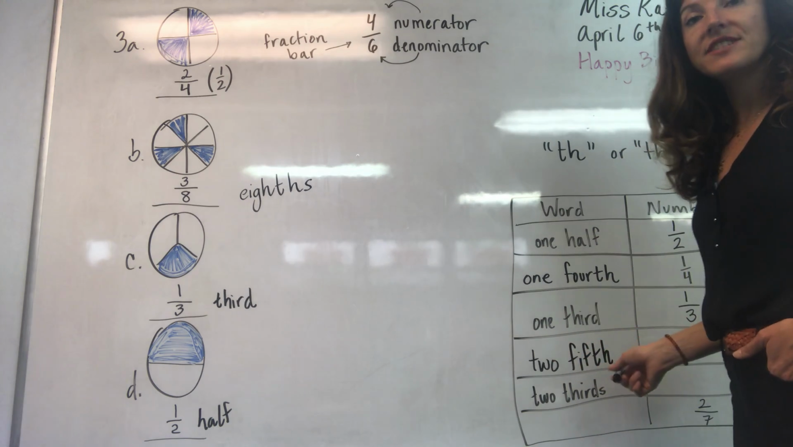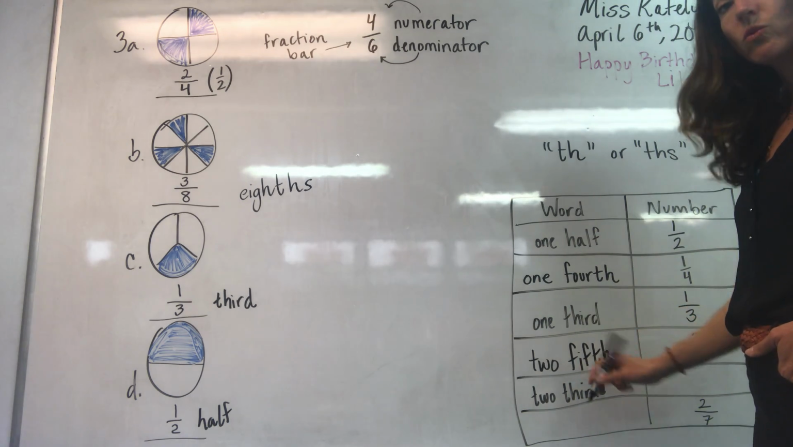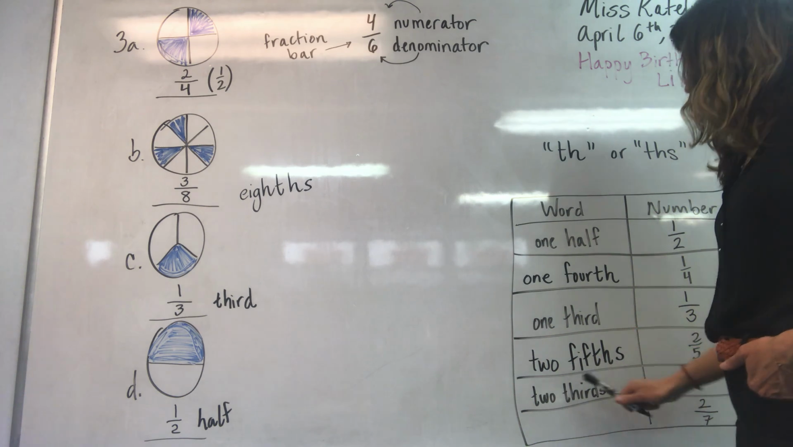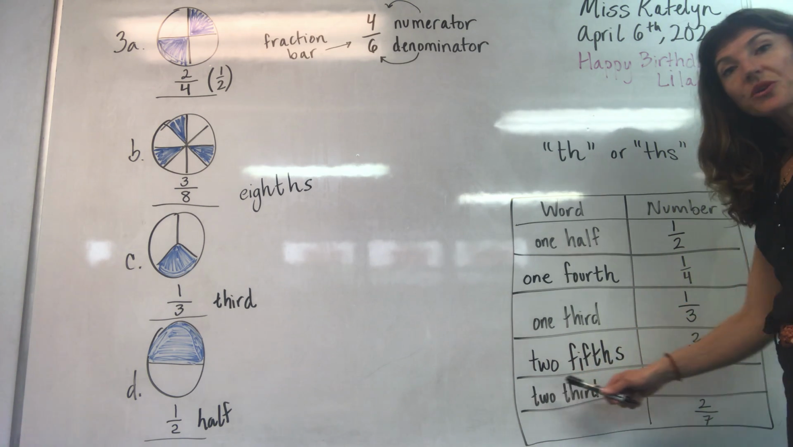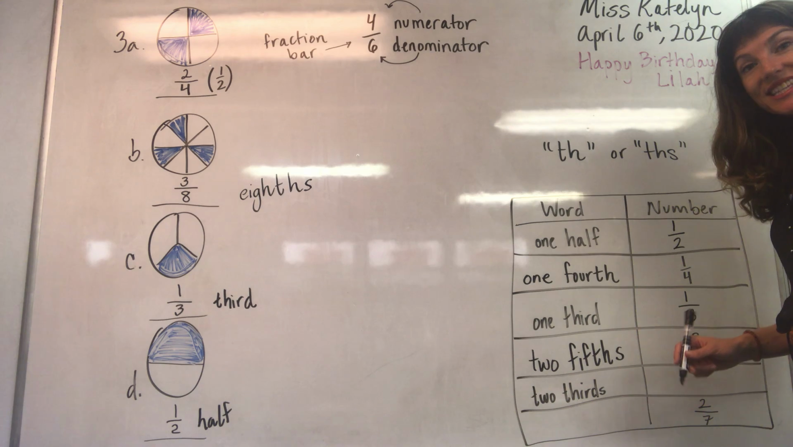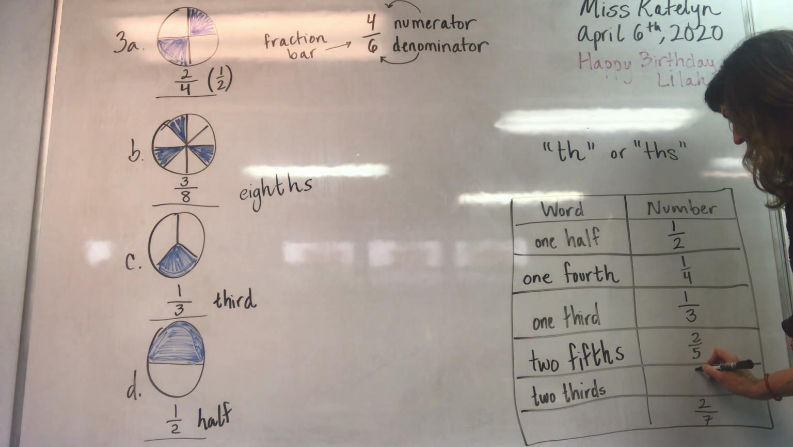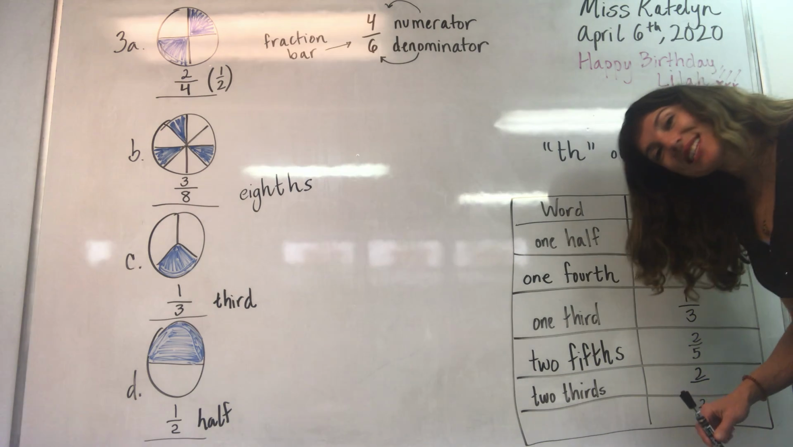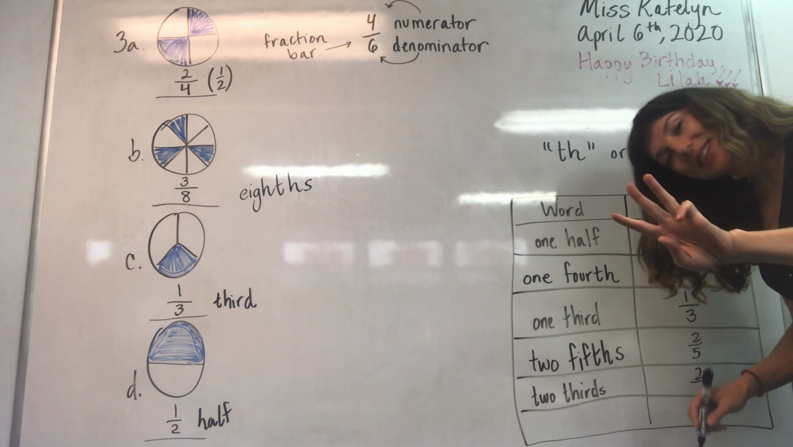F-I-F-T-H. F-I-F-T-H. And because we have more than 1 on top, we also have to add the S. Okay? Here they say 2/3. 2 is the numerator. That's the first word. The second word is thirds. We know that's a special name for the number 3.